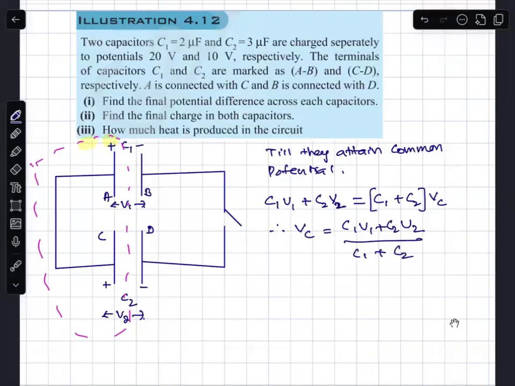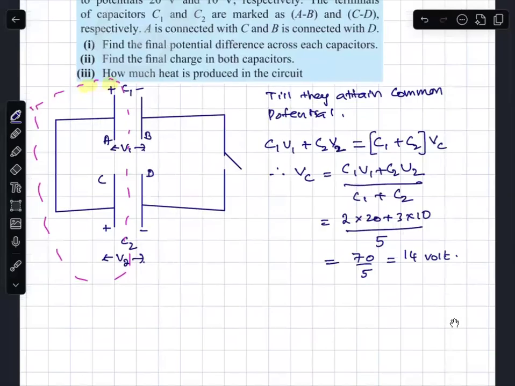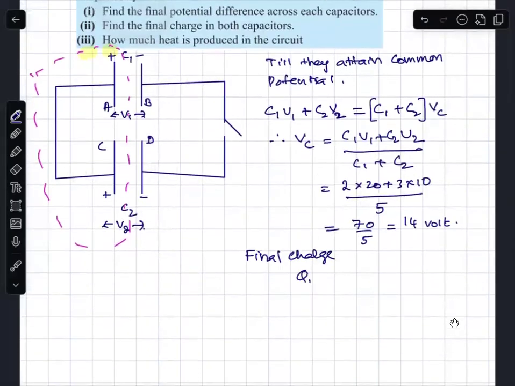So you will have some common potential now. This will become 2 into 20 plus 3 into 10 by 5. That is 40 plus 30, 70 by 5. So what is this going to be? 14 volt. That is the common potential difference across the plates. Now, what is the final charge? Final charge, you can see Q1 dash is C1 V common.